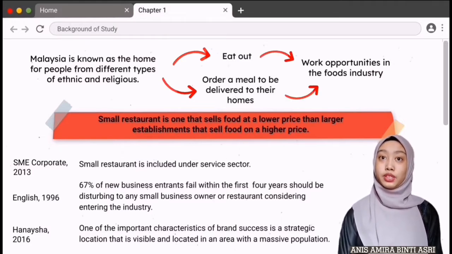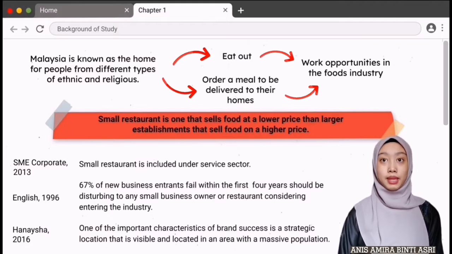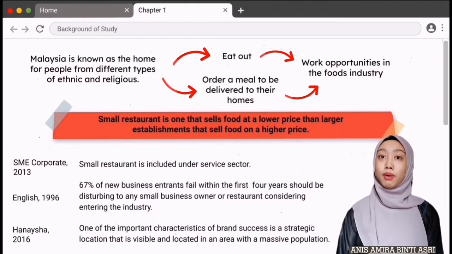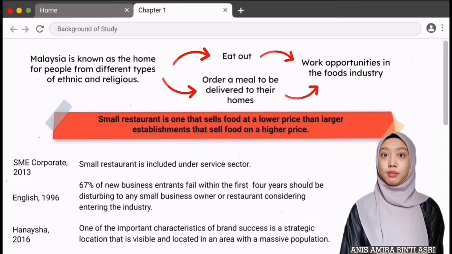This called for work opportunities in the food industry that were grabbed by many. As the number of restaurants has grown, the industry has become more competitive. A small restaurant is one that sells food at a lower price than larger establishments that sell food at a higher price. According to SME Corporation, a small restaurant is included under the service sector.